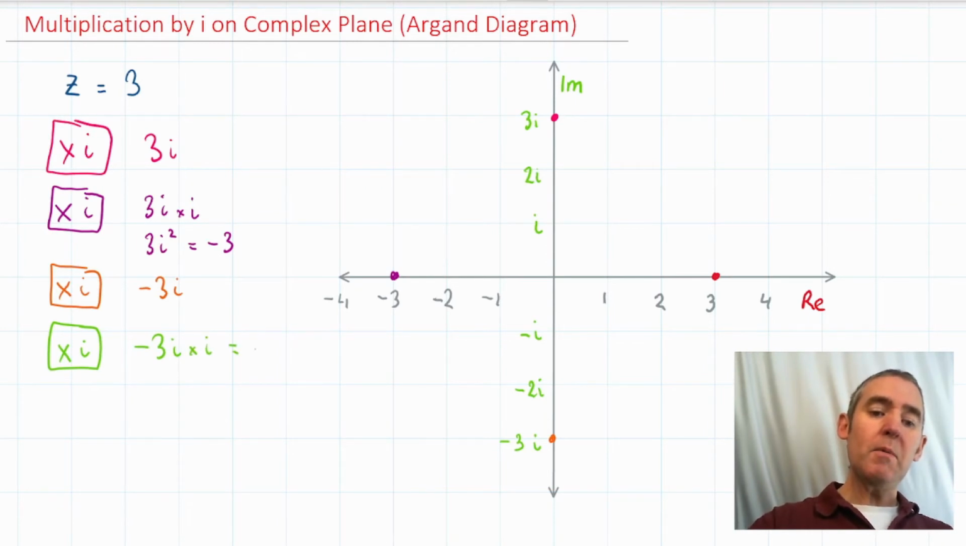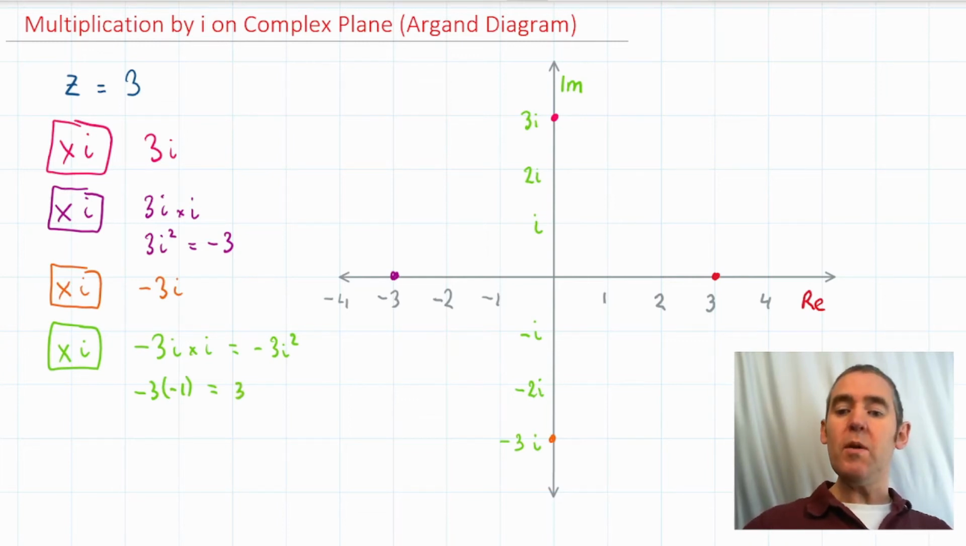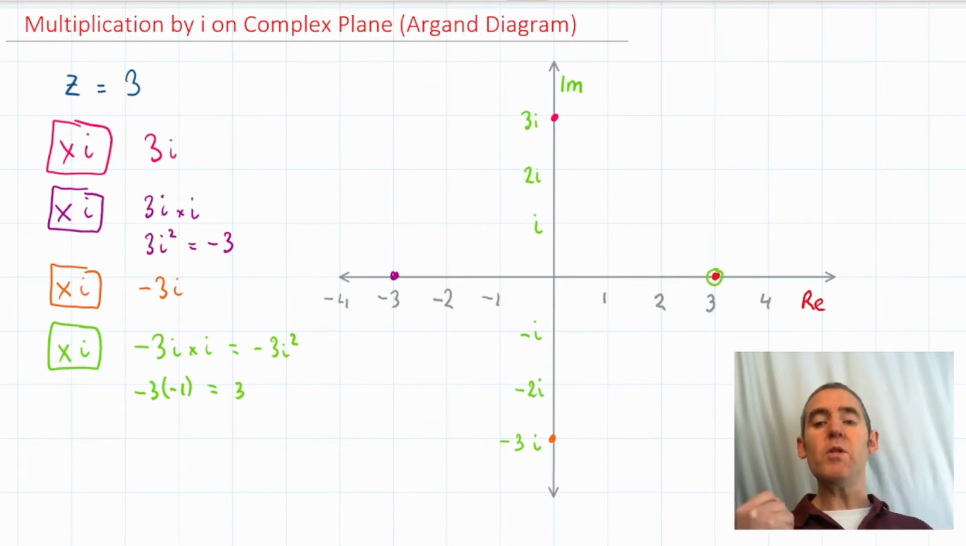So we'd end up getting minus 3i squared. But i squared is minus 1, so that's minus 3 times minus 1. So that ends up being equal to 3. So we're back to our original point there.